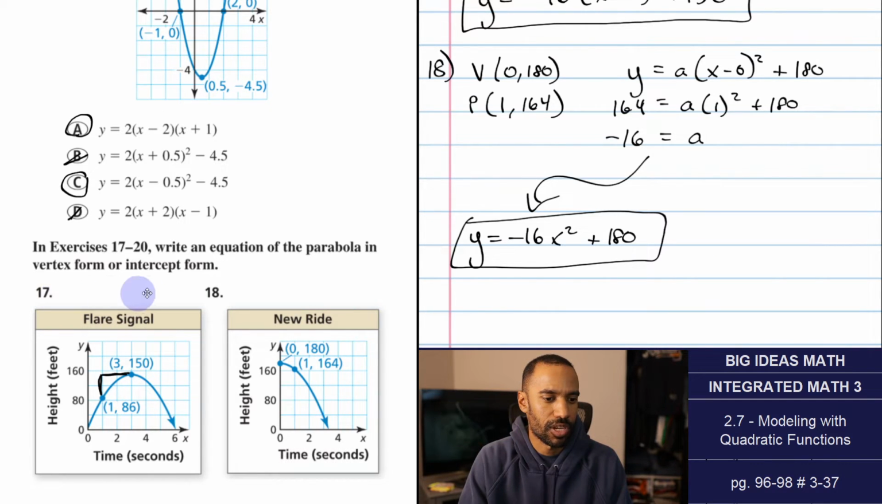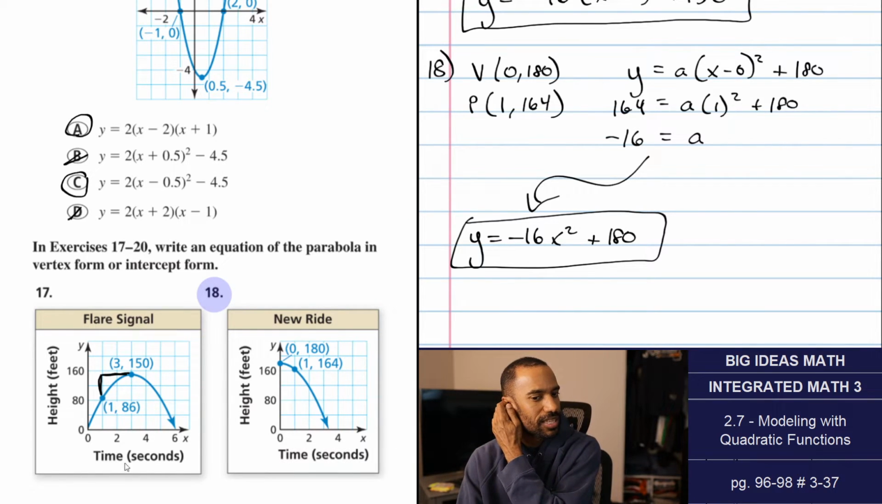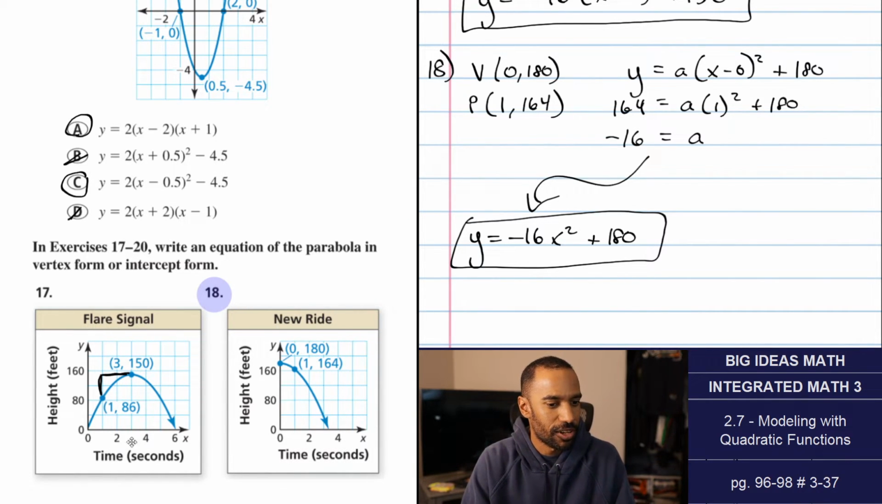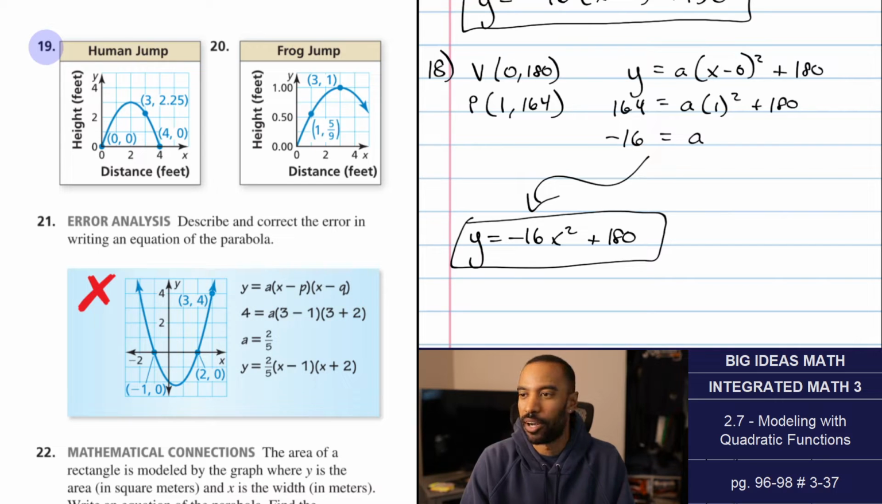Oh, this was number 18. Sorry, didn't move it over. They didn't ask us to interpret these things. This is flare signal, height and time. So they didn't ask us to interpret anything here. So I'm just going to leave that. All right, let's go to number 19.